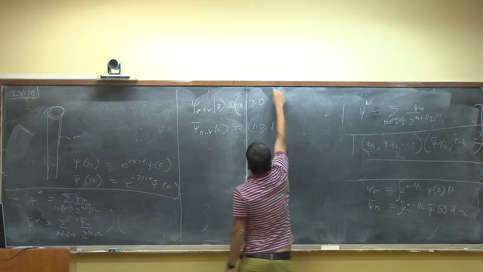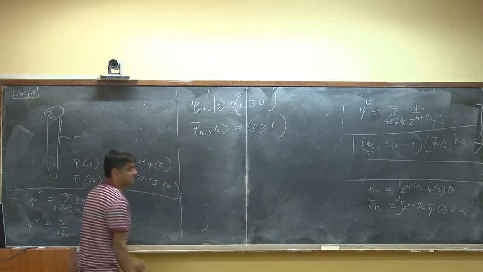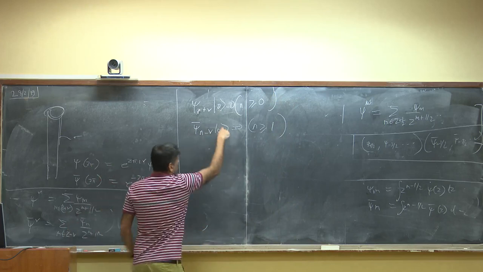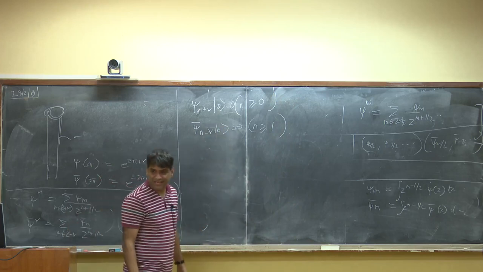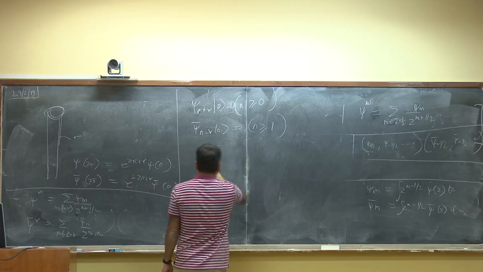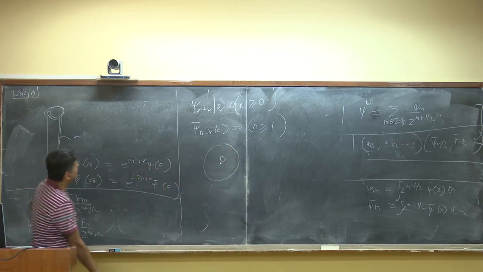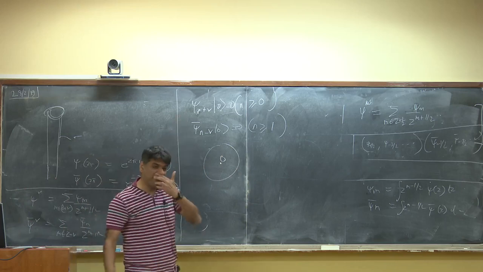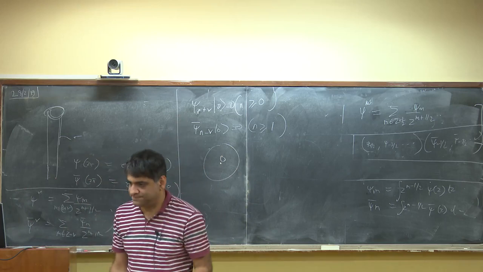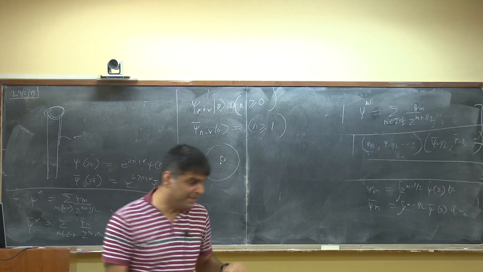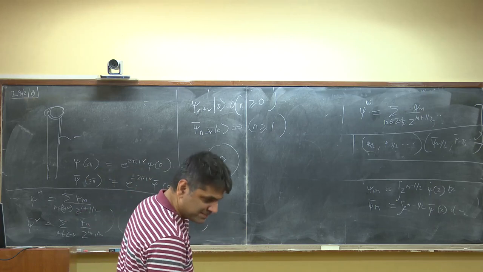So, we want this to be true. Now, we don't yet know what the operator dual to the state is. Let's call it O. So, we've got this O inserted here. But we know that we want this to be true, and we want the statements not to be true when n don't obey these inequalities.